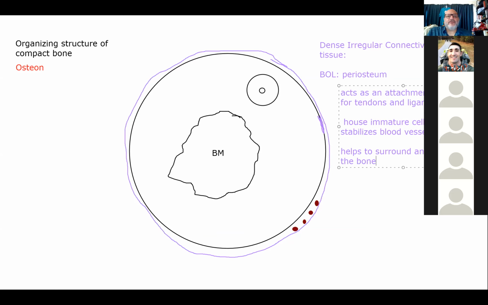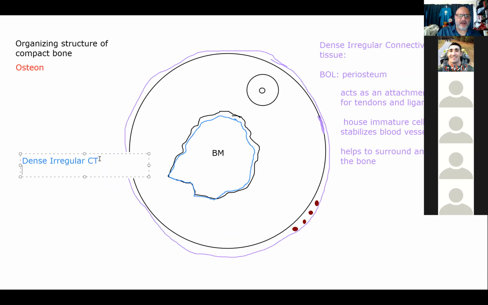Now, interestingly, it also turns out that there is a dense, irregular connective tissue that lines the inner surface of our bone as well. And again, I'm purposely leaving a space, but normally it is in direct contact. And again, some of that is because of my poor drawing skills, and some of it is because we need that space to put something in it. This is also a dense, irregular connective tissue. However, this one is on the inside of the bone.